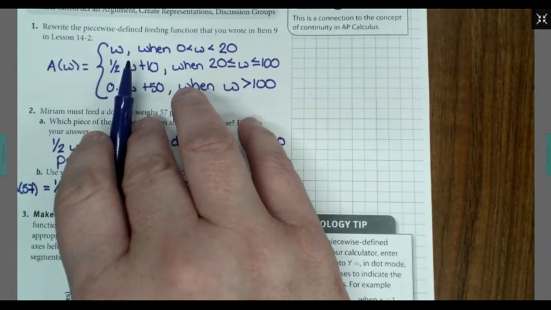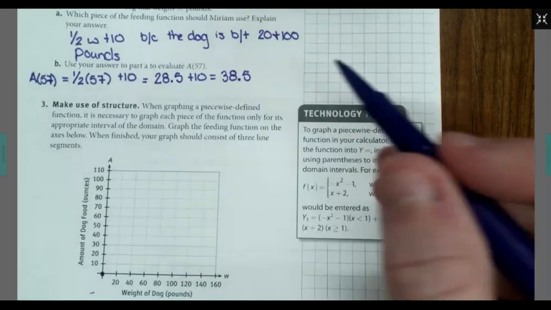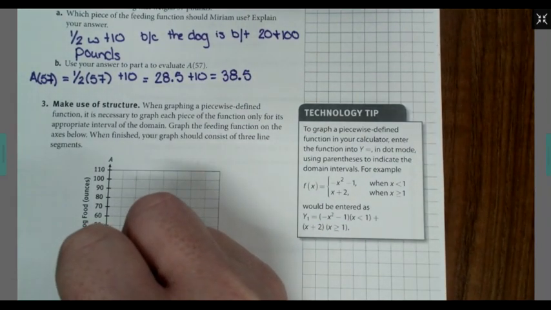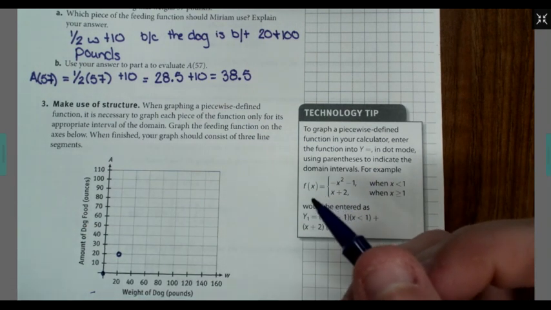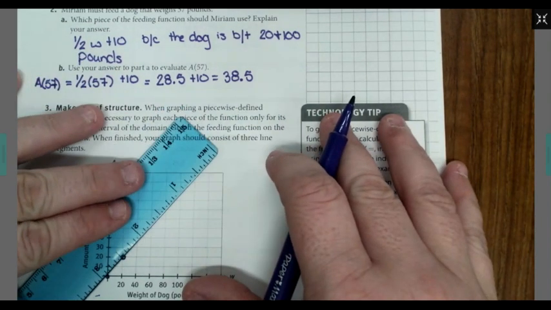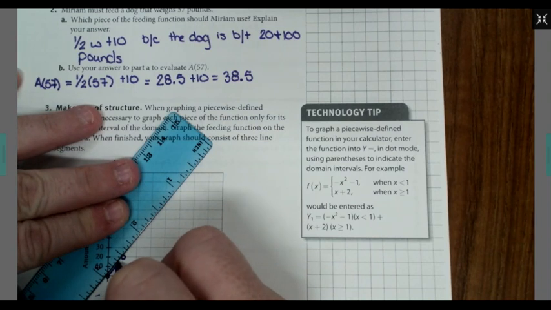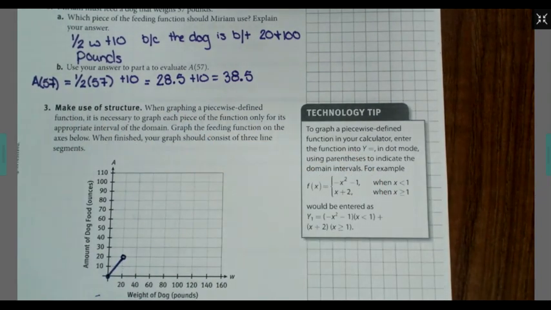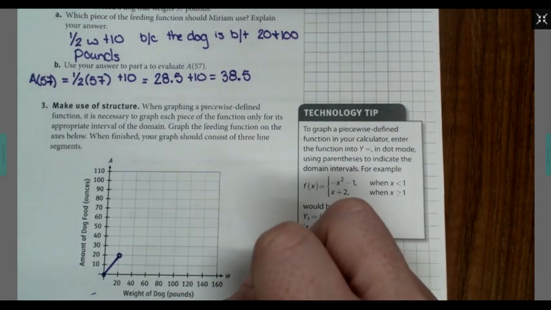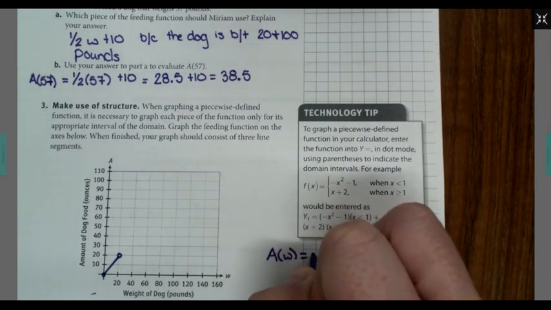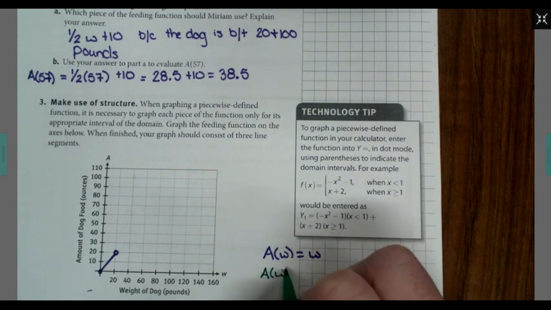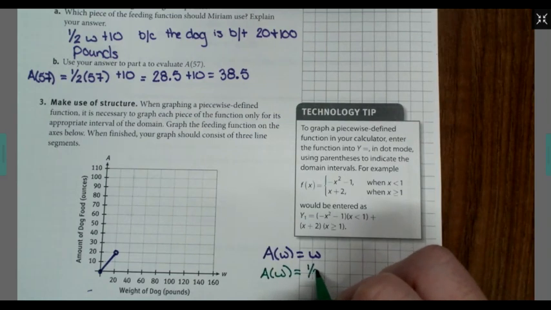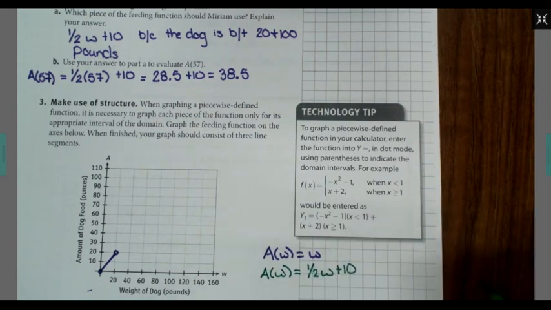If the dog is 20 pounds, the dog would get 20 ounces of food. So I'm going to do an open circle there. And it is a diagonal line from there to there. So I'm going to graph this and use a straight edge to make sure my line's straight. Something like that. Okay. So my purple line is A of W equals W. Let's take a look at, I'm going to graph the next one in green, okay? This one was A of W equals 1/2 W plus 10.